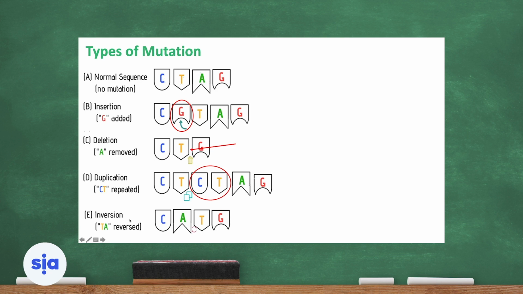The last example is the inversion. Here in the normal sequence is CTAG. Here, CATG. So there is an inversion or reverse. The T and the A are reversed. So the types of mutations are insertion, deletion, duplication, and inversion.